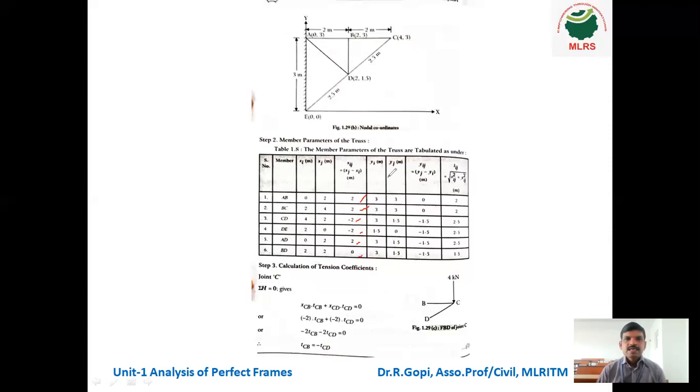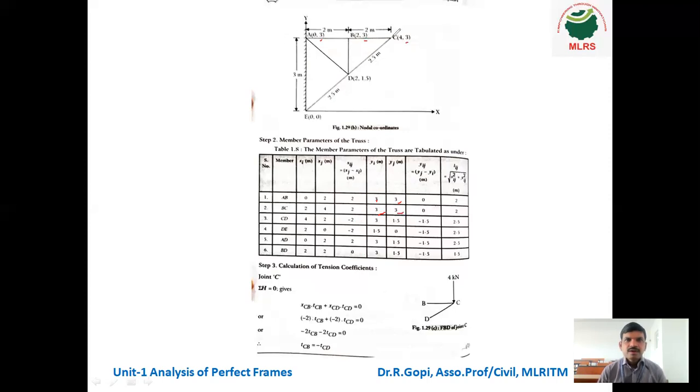Next, yi and yj. Previously we calculated only the x parameters; now we have to calculate the y parameters, because we need lengths in the x direction as well as the y direction. First, the AB member. What is the y coordinate at A? 3, and at B also 3. Next, for the BC member, also 3, 3.